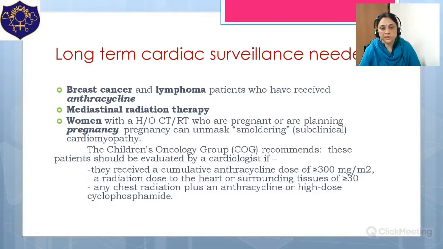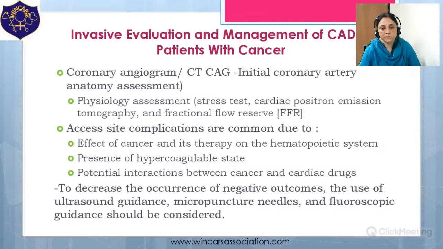It is recommended that those who have received an anthracycline dose of more than 300 or a radiation dose to the heart of more than 30 Gy, or any form of chest radiation plus anthracycline or cyclophosphamide, should undergo a cardiac evaluation because pregnancy is known to unmask a subclinical cardiomyopathy. These patients are prone to premature atherosclerosis and CAD.